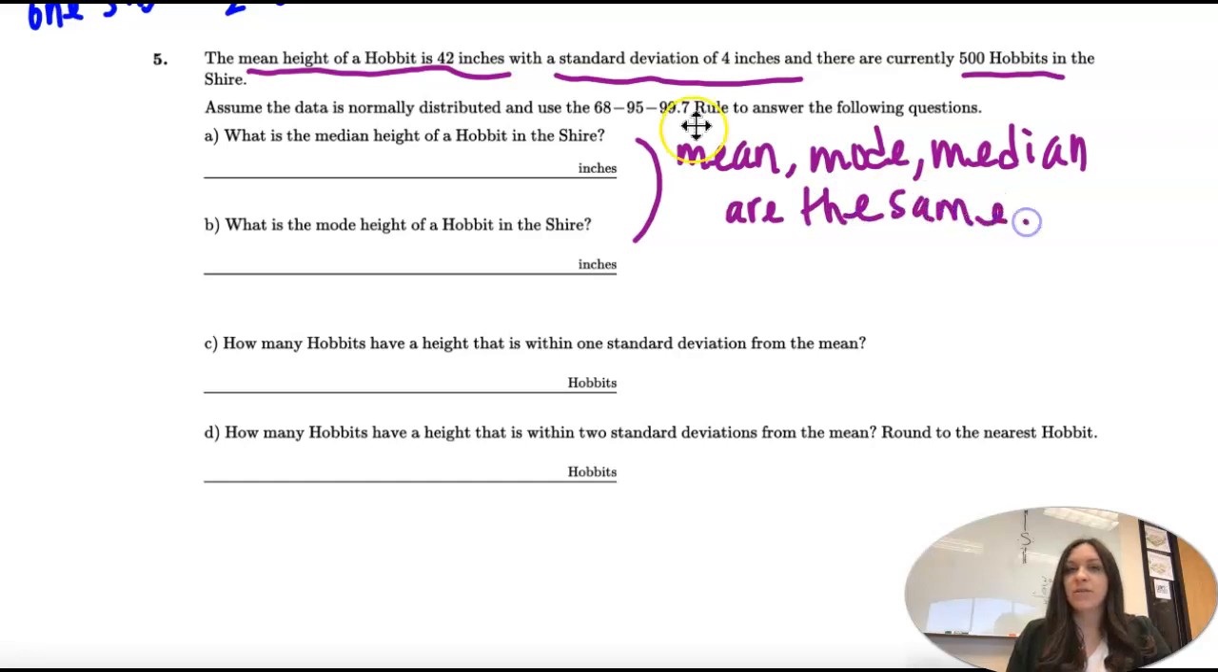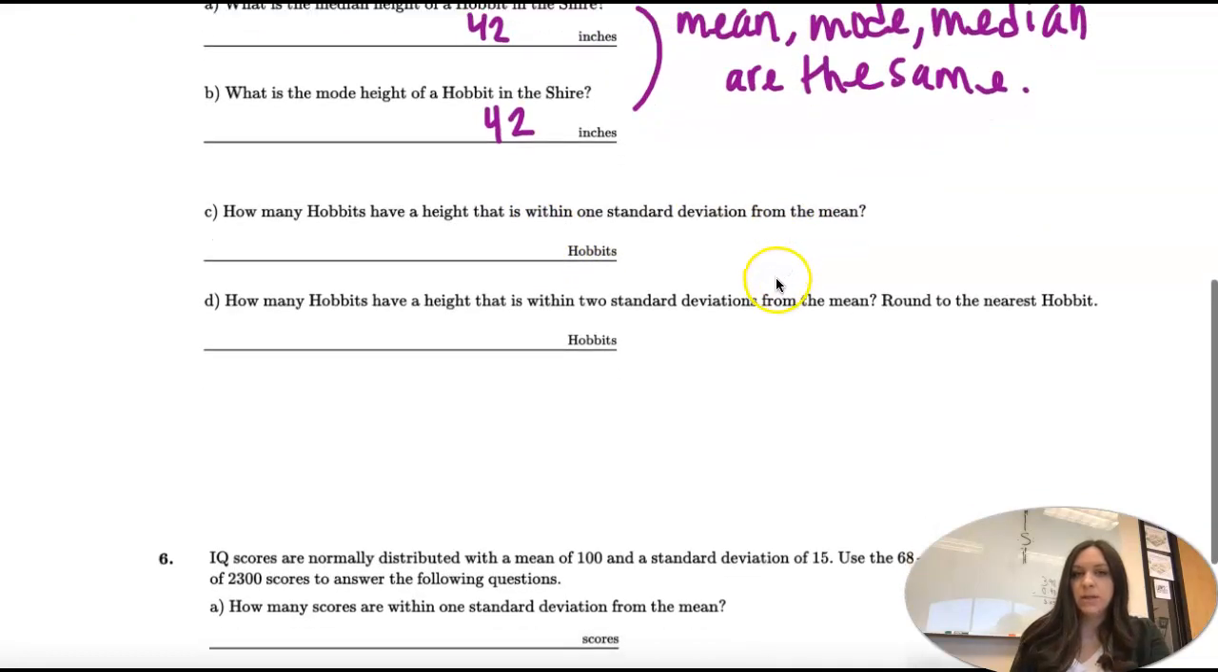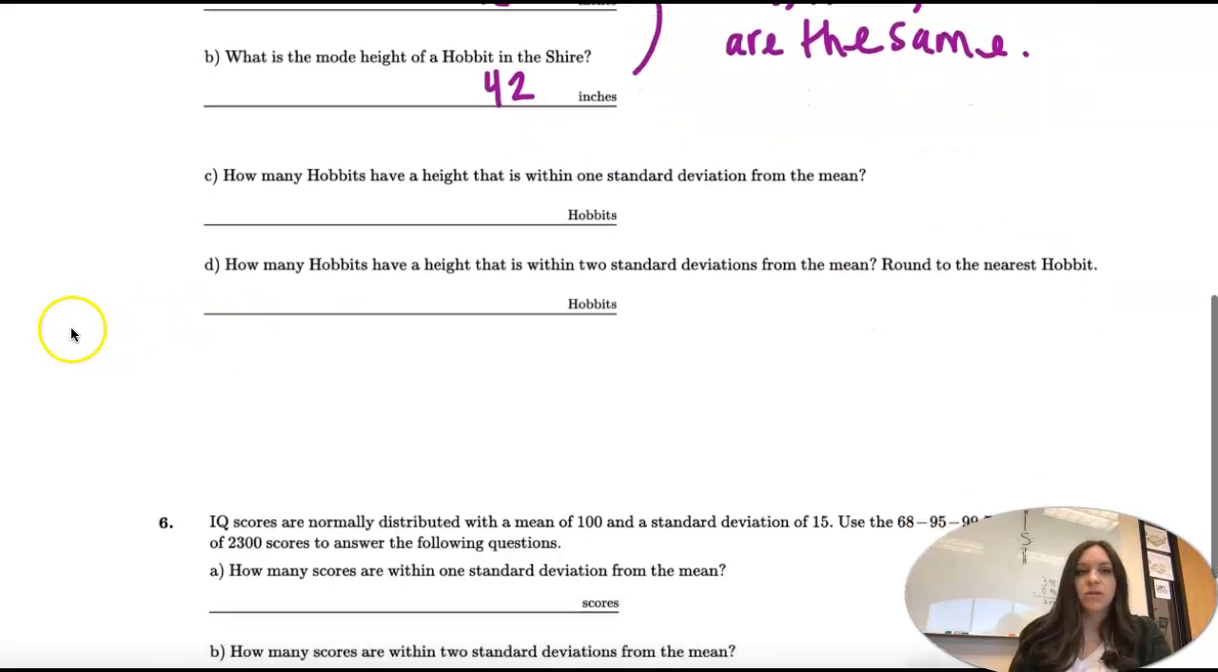Okay, so if the mean is 42, and the mode is 42, how many hobbits have a height that is within 1 standard deviation from the mean? And how many hobbits have a height that is within 2 standard deviations from the mean, round to the nearest hobbit? So this is where our rule comes in, 68, 95, 99.7.